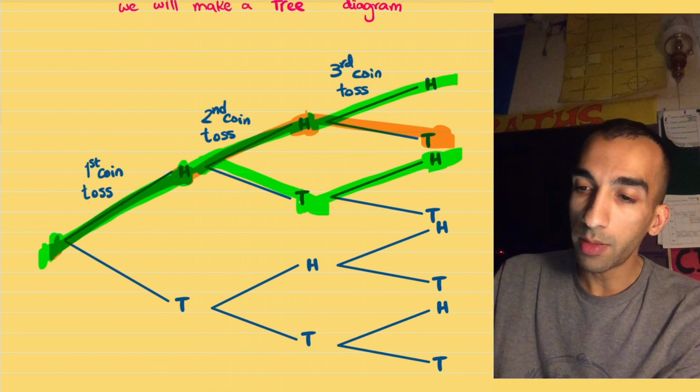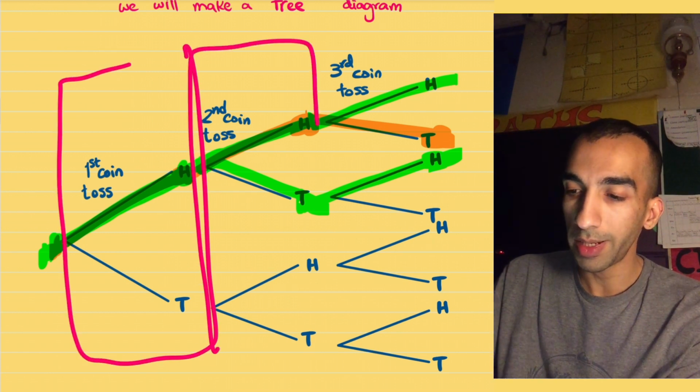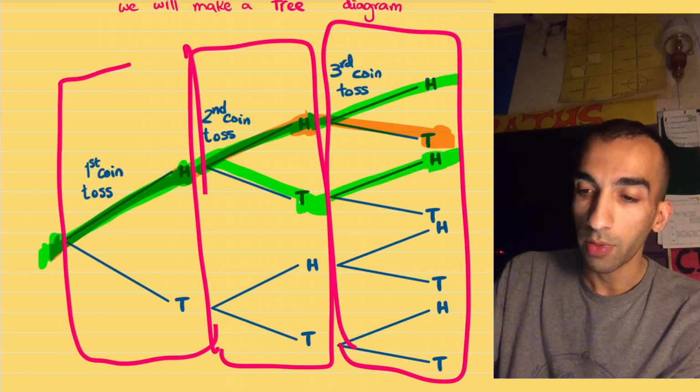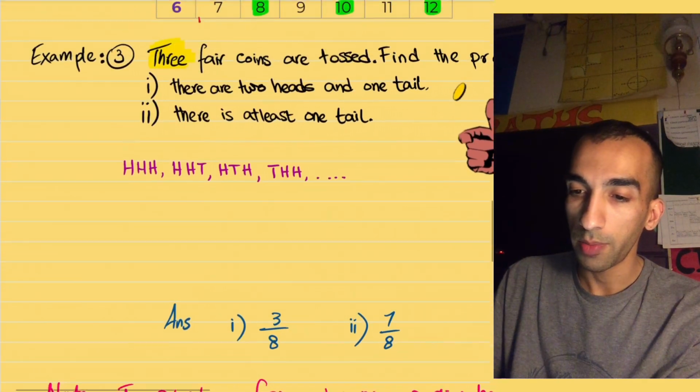So basically, it's moving in vertical columns. This is representing the first coin toss, this is representing the second coin toss, this is representing the third coin toss. Right? I'll move all of this now so we can go back and study the question.